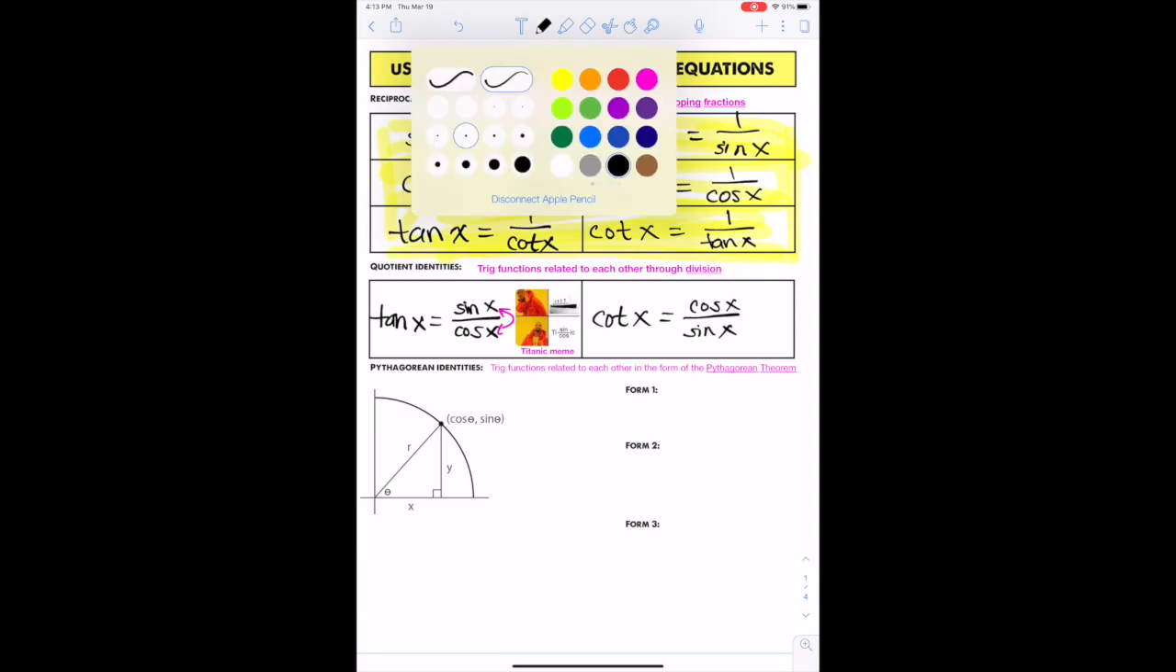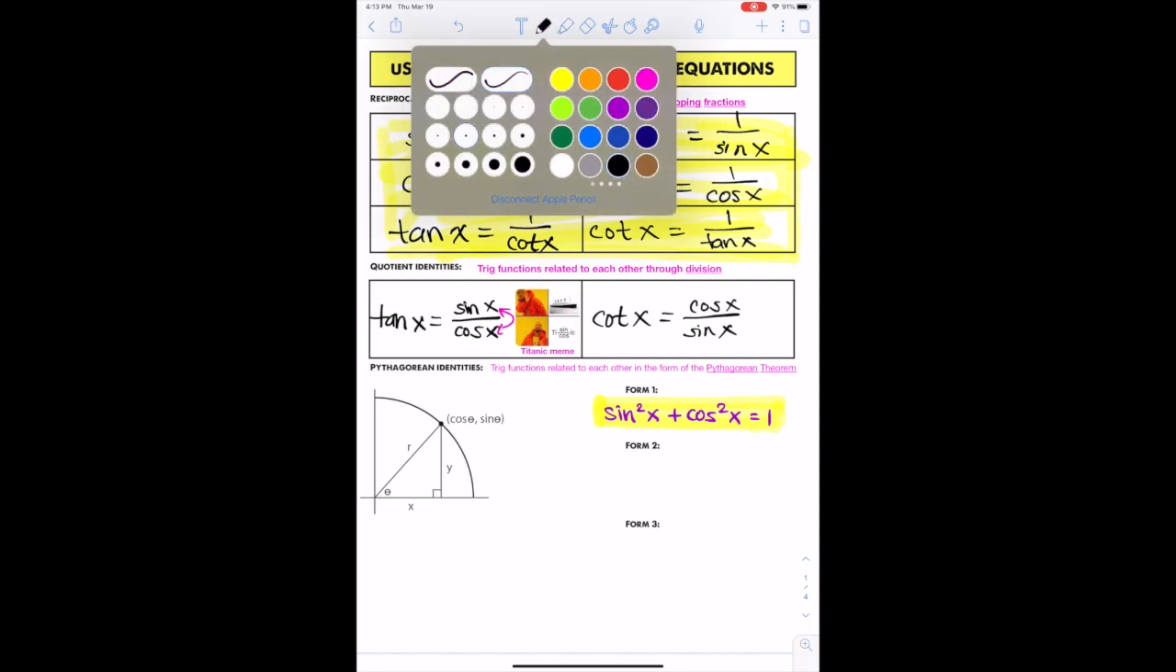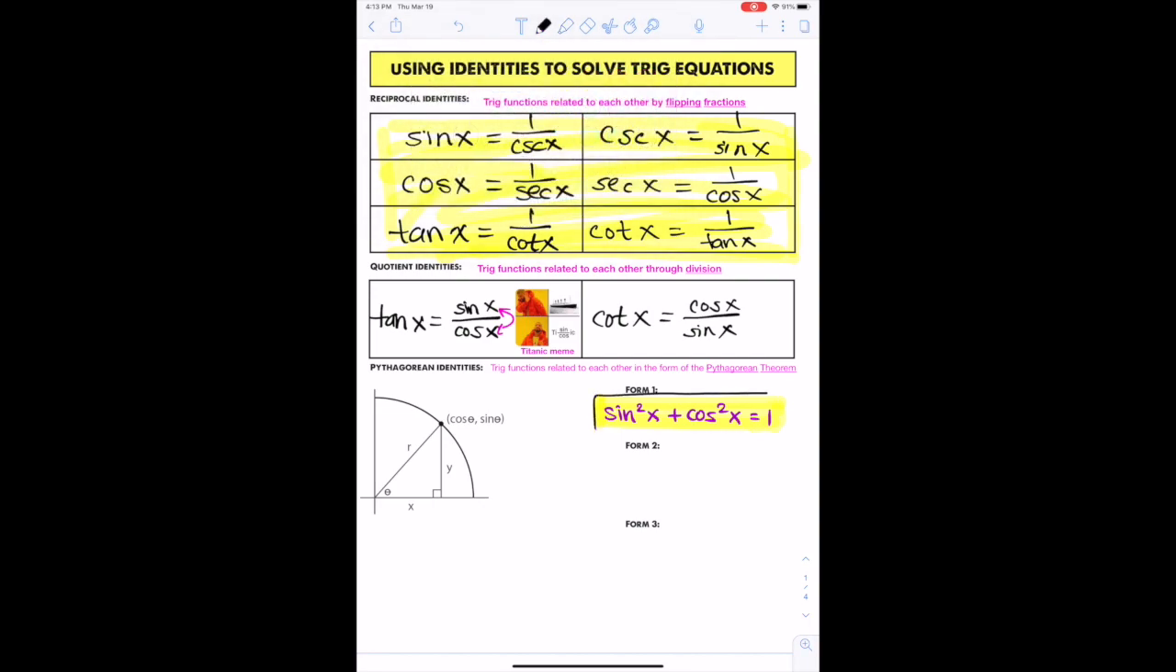And then lastly, the new ones that we just covered, you need to know the main one. So this is the main one: sine squared x plus cosine squared x equals 1. The other ones are important. I know there's 3 flavors of the Pythagorean identities, but this one is crucial. This one comes up all the time. The other ones are important, but this one is super important.